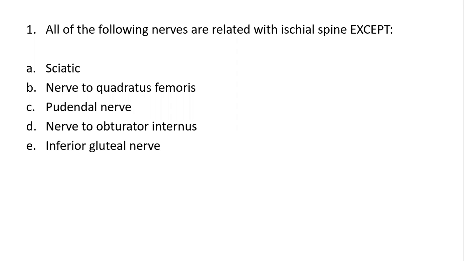So all of the following nerves are related with the ischial spine except: sciatic nerve, nerve to quadratus femoris, pudendal nerve, nerve to obturator internus, inferior gluteal nerve.